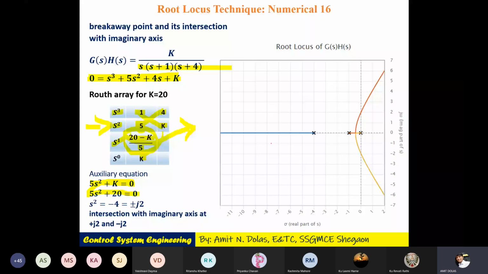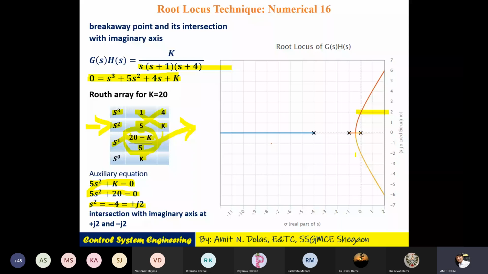So s square will be equal to minus 20 by 5. So s square will be equal to minus 4. Therefore, s value, यहाँ पे भी मैं लिखना भूल गया, s value will be plus minus 2j. So there will be plus 2j, here I'm marking on the graph, and minus 2j. There it intersects the imaginary axis.